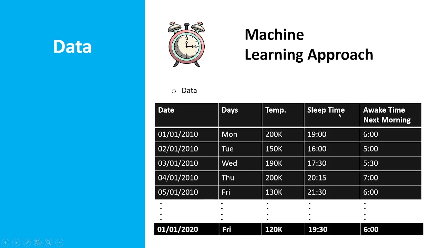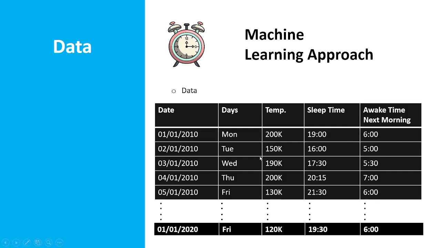And we have the sleep time. So on Monday we slept at 7 p.m., on Tuesday we slept at 4 p.m., and the wake up time, as you can see, is the awake time the next morning. So on Tuesday morning we woke up at 6 a.m., Wednesday morning we woke up at 5 a.m., and so on and so forth.